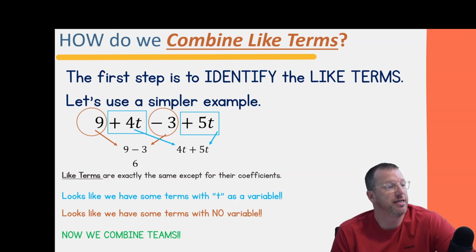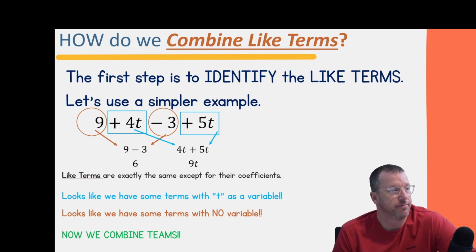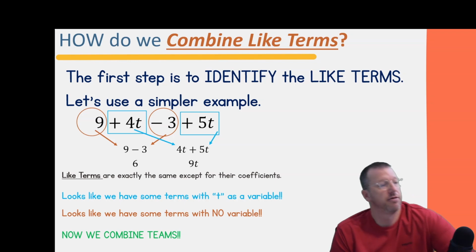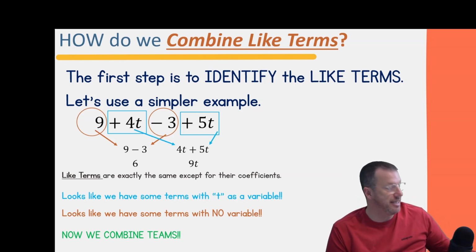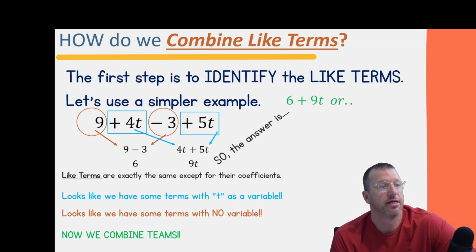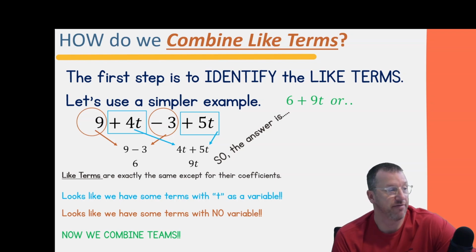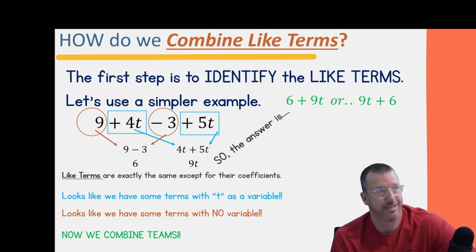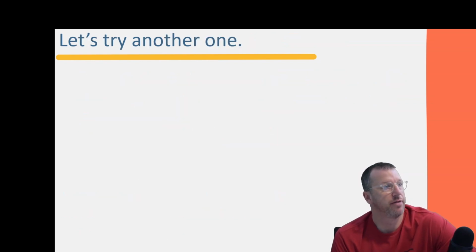4t plus 5t is equal to 9t. Okay? There we go. That's all you'd have to do. 9 minus 3 is 6, and 4t plus 5t is 9t. The answer is 6 plus 9t, all right, because I have a positive 6 and I have a 9t, so keep them all positive. Or you can write in the other order, 9t plus 6. Same thing. All right, let's try another one.